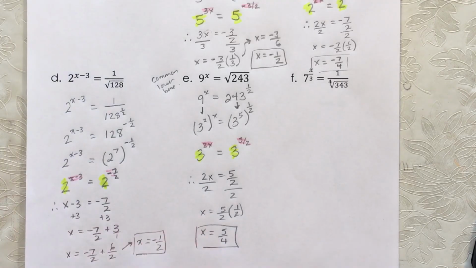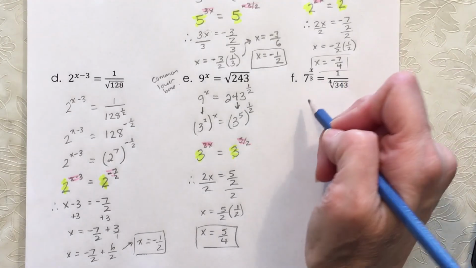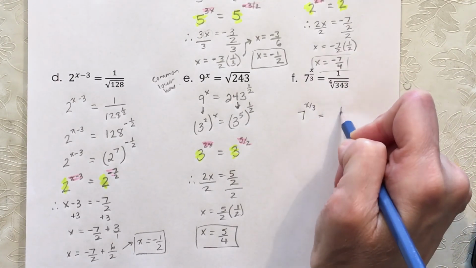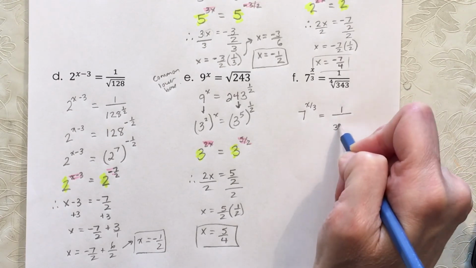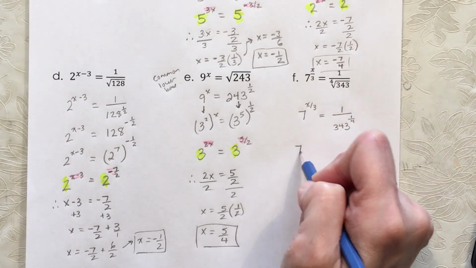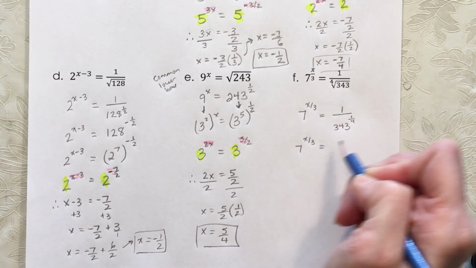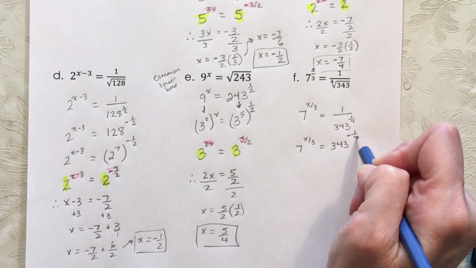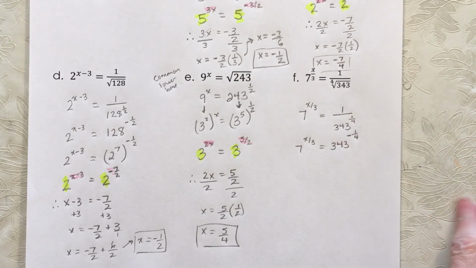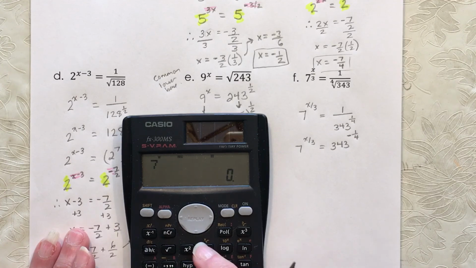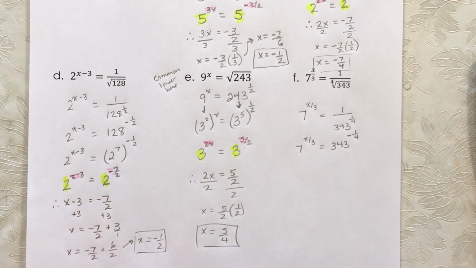F, 7 to the x over 3 is equal to 1 over the 4th root of 343. So I'll start off with 7 to the x over 3 equals 1 over, right at the bottom, in exponential form, so it's going to be 343 to the 1/4. Bring the 343 to the numerator to make the exponent negative. Can I write 343 as 7 to the something? So I know it's not 7 squared because that's 49. 7 to the 3rd is 343.